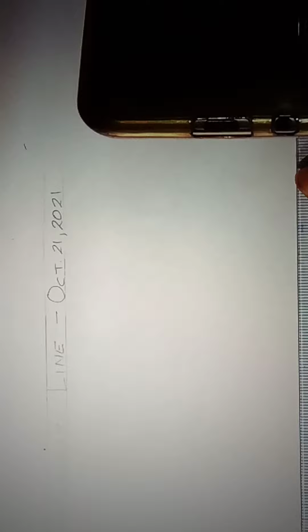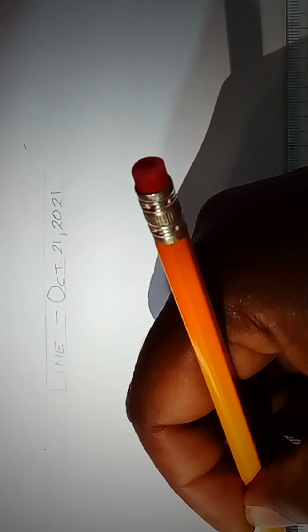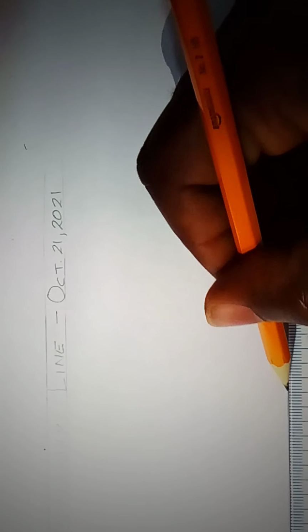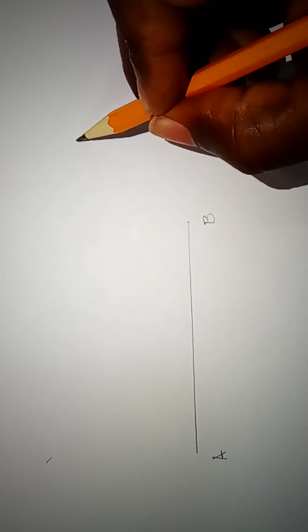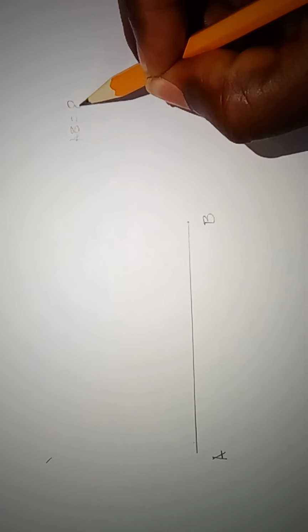So therefore, the line we are going to be using now is this one, and I am just going to draw it 80 millimeters in length, and I'm going to name it A and B. Yes, so the line AB is 80 millimeters, so we could say AB is equal to 80 mm.